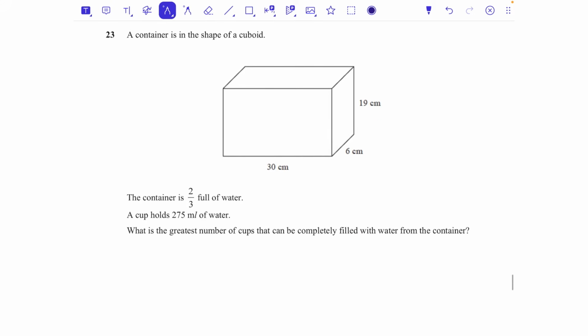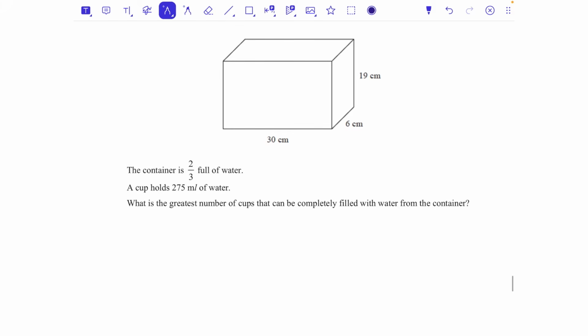Okay, question number 23. A container is in the shape of a cuboid. The container is 2/3 full of water. A cup holds 275 millilitres of water. What's the greatest number of cups that can be completely filled with water from the container? So to get the volume of a cuboid, we do base times width times height. Basically 30 times 6 times 19.